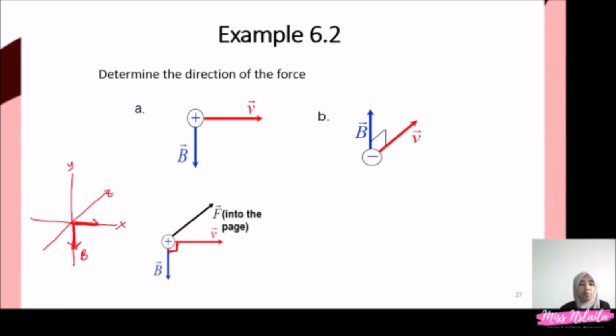V directed on the positive x-axis. So F will be directed to this direction. Okay, sebab yang ni mungkin you akan confuse lah. You akan nampak macam F ni ke atas, tapi sebenarnya dia ke belakang ataupun into the page, or in this Z direction.